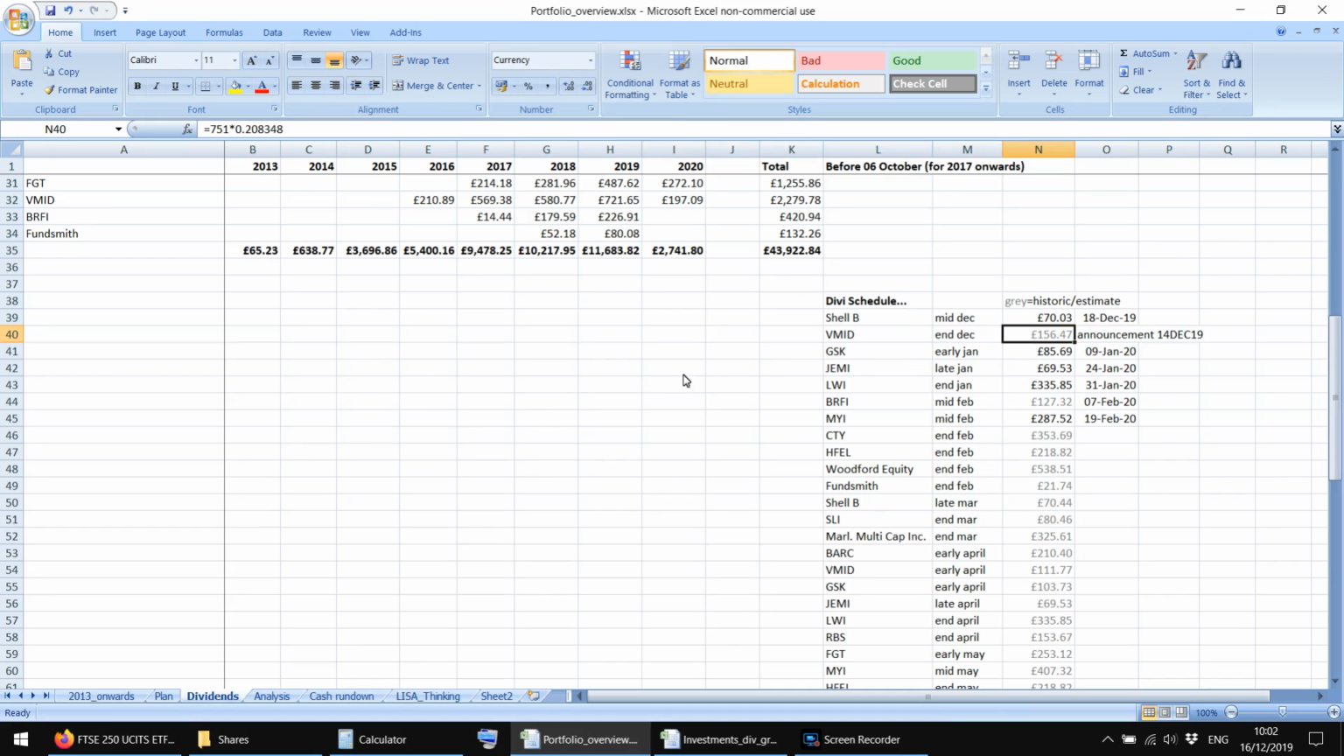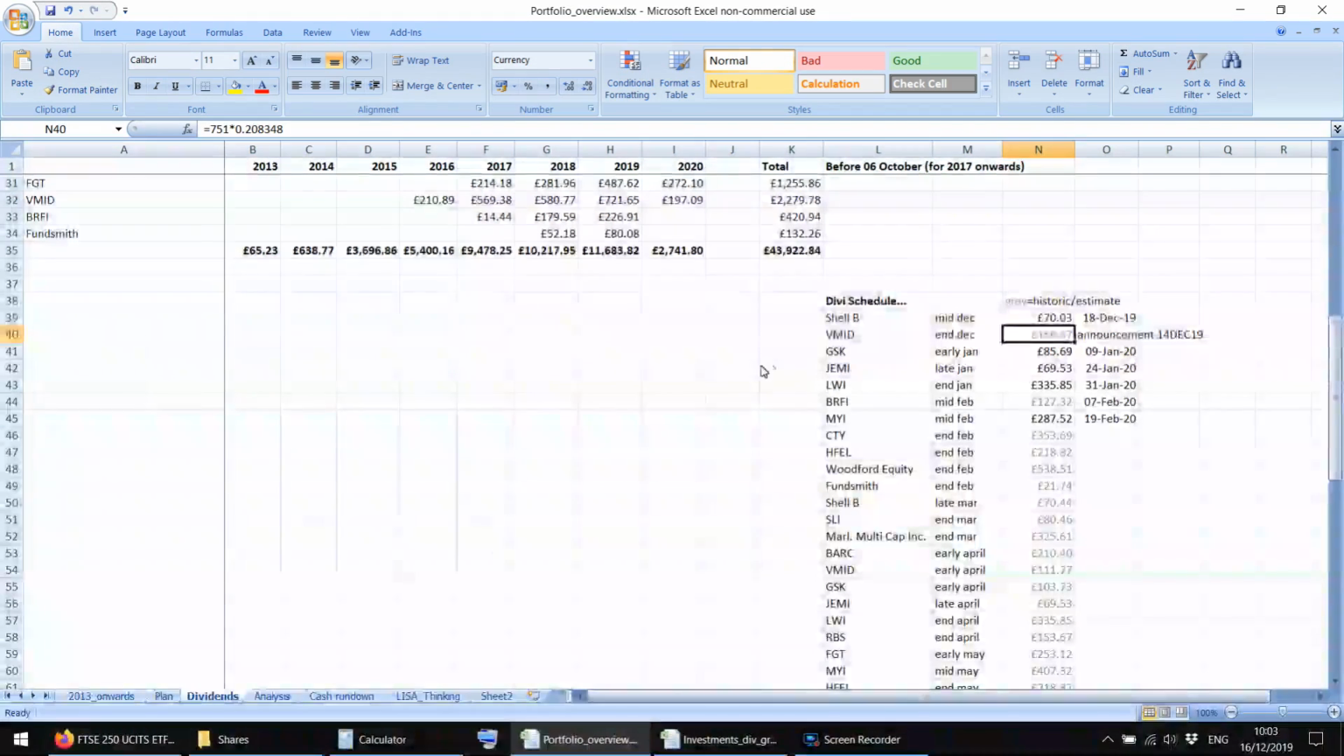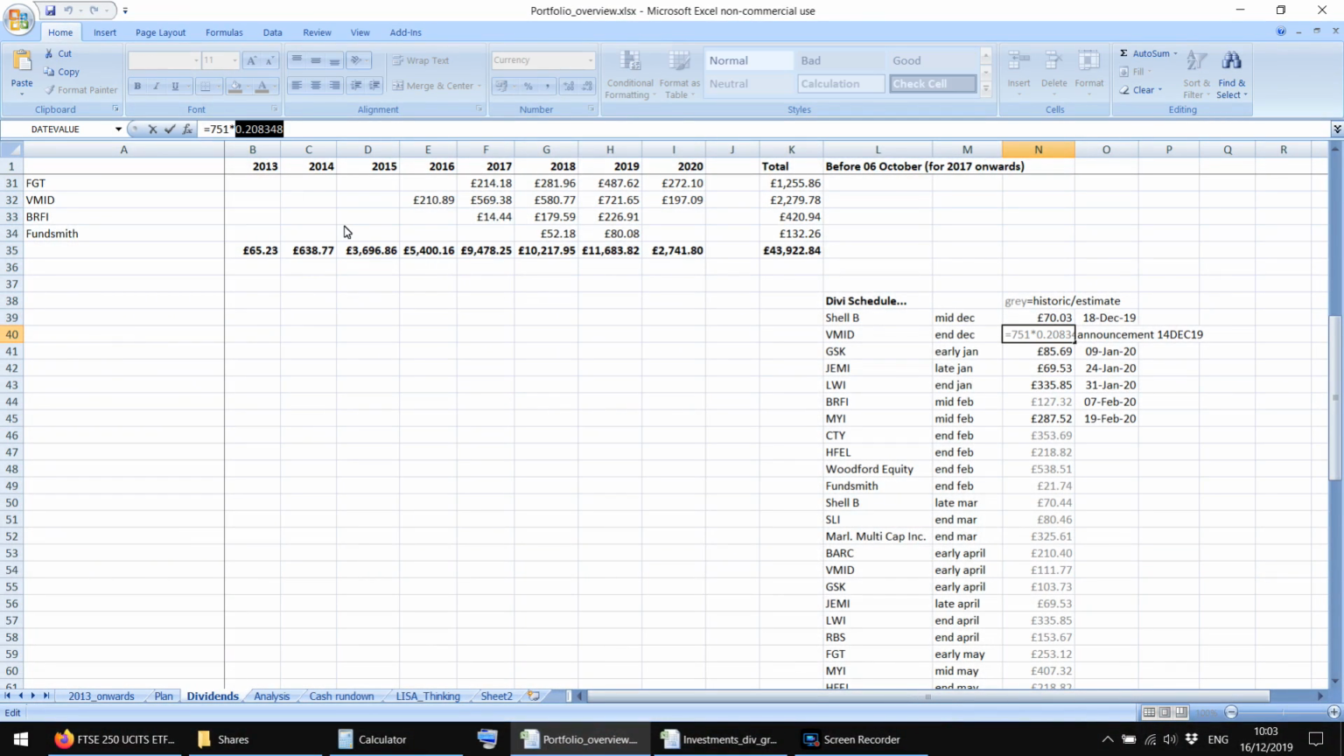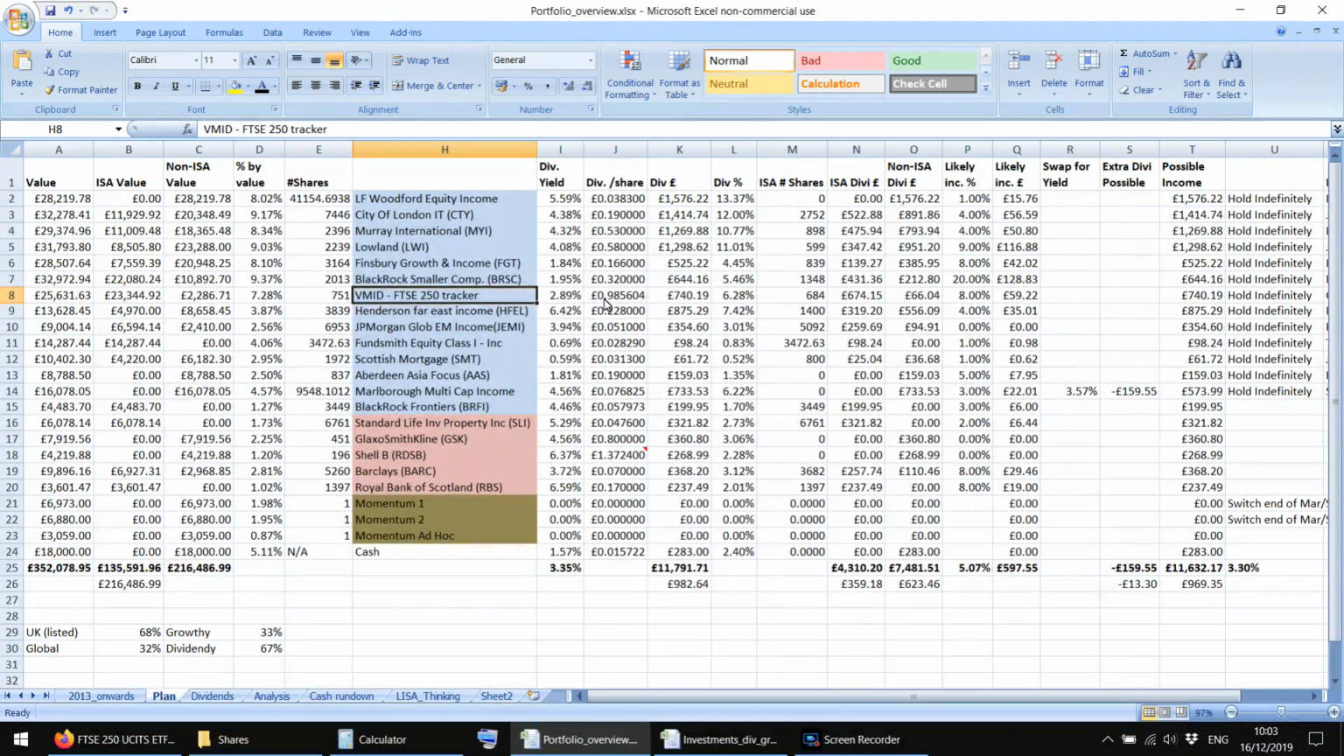So, 202.007. It's lower. So we've got a slight reduction in the dividend there. That's the annoyance of trackers. You can't predict. 27th December. And update my overall spreadsheet.